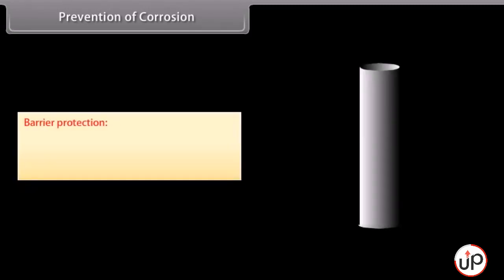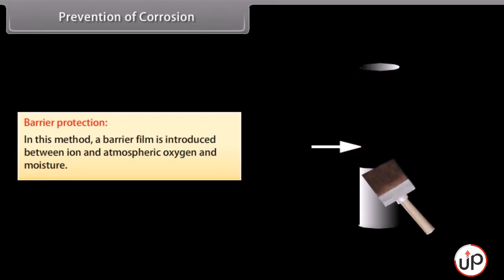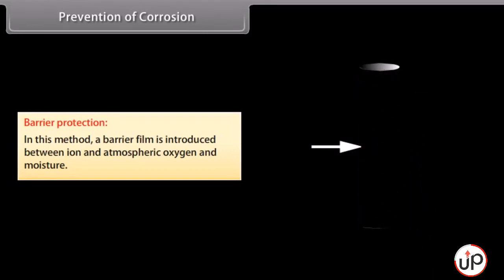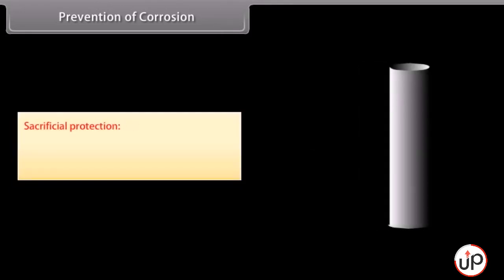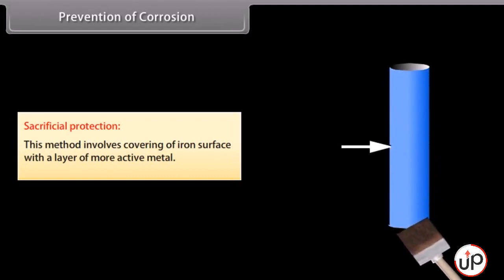Prevention of corrosion. There are many methods for protecting metals from corrosion. Some of these are as follows. Barrier protection. In this method, a barrier film is introduced between iron and atmospheric oxygen and moisture. Sacrificial protection. This method involves covering of the iron surface with a layer of more active metal.